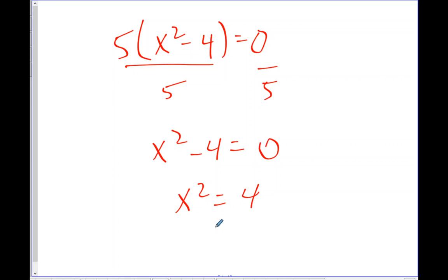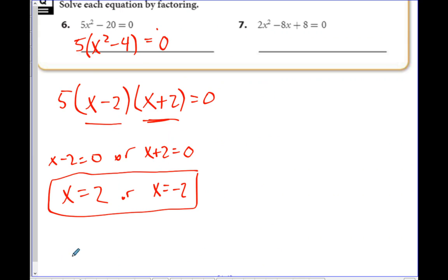So then take the square root. That means x could be the positive or negative square root of 4, which is going to give you positive 2 or negative 2, exactly like you did here. Those are pretty much the only two options that I see that you could do it. Sometimes you can still use the square root method to solve these. But on all of these, we can practice some factoring.